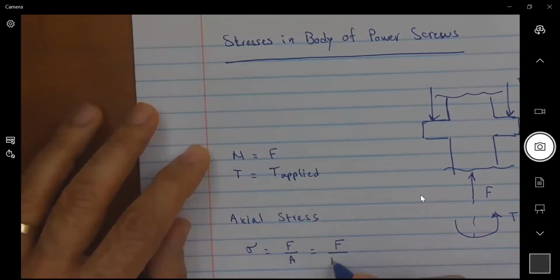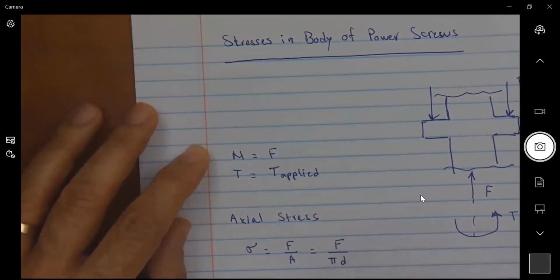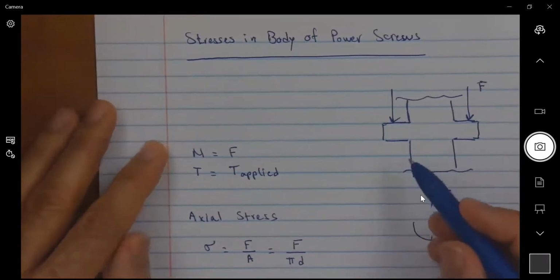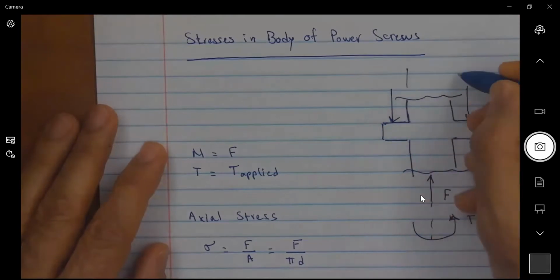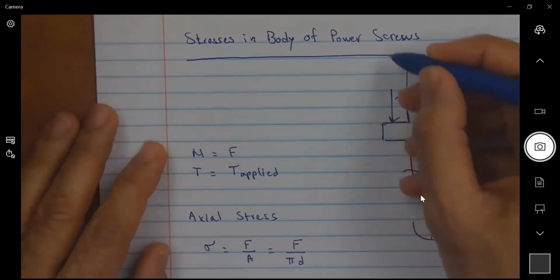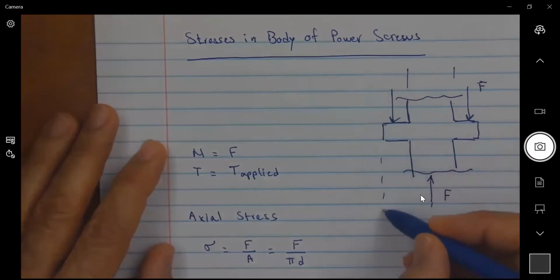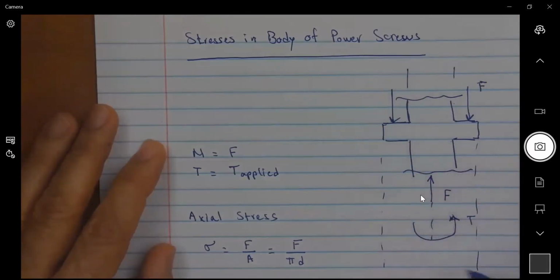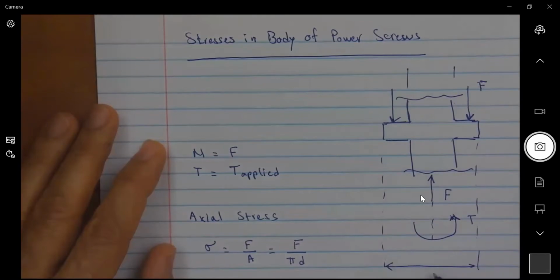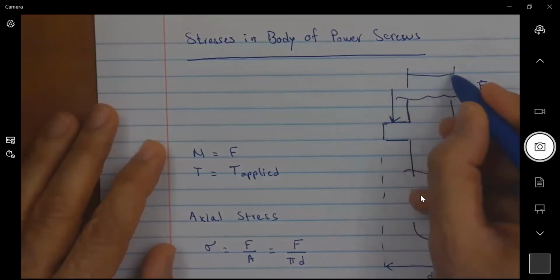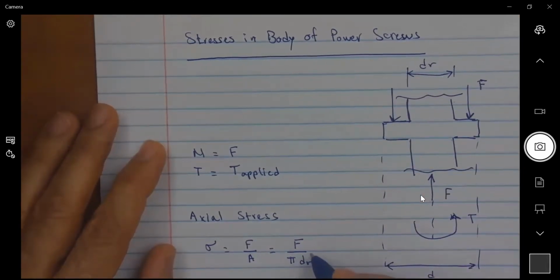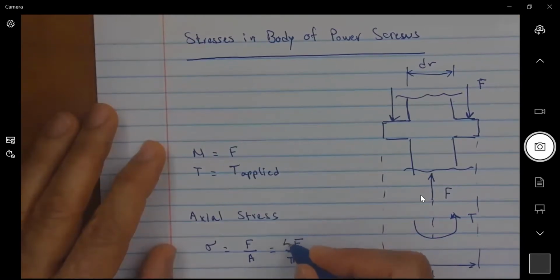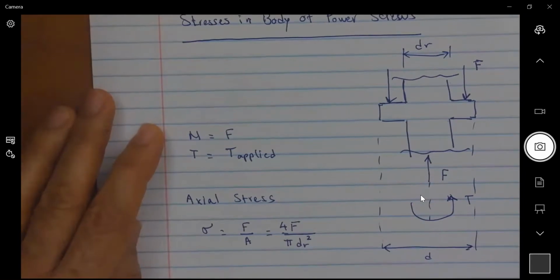The area is going to be equal to pi multiplied by, when I'm looking at the body of the screw, I will be using the minor diameter. So there is a major diameter and a minor diameter. Here, this is my major diameter D, and this here is my minor diameter dr. So I'll be using pi dr squared divided by 4, or I'm going to move the 4 up here. So I say 4F divided by pi dr squared.